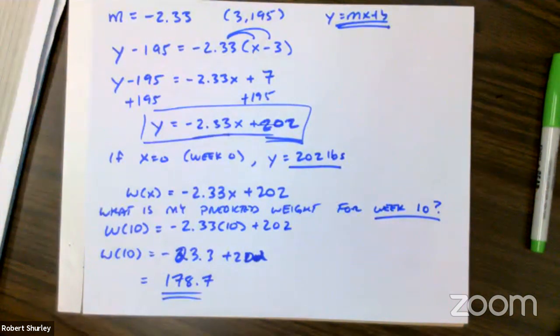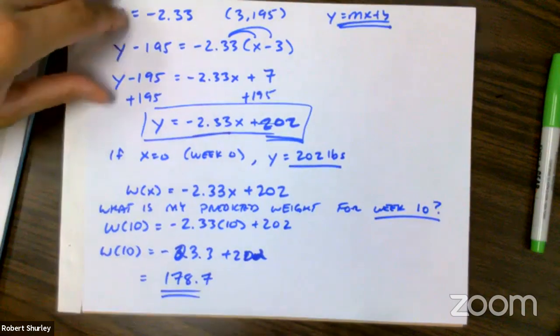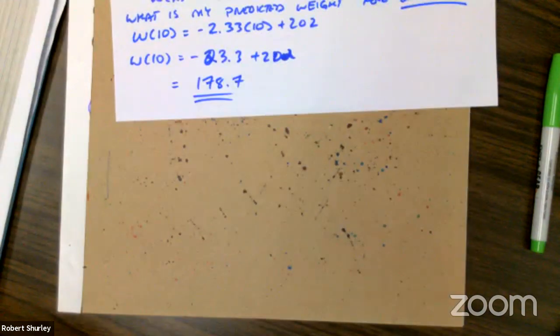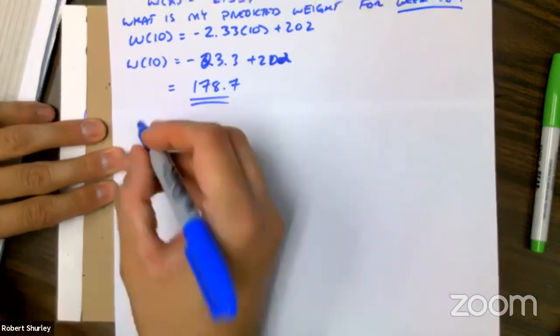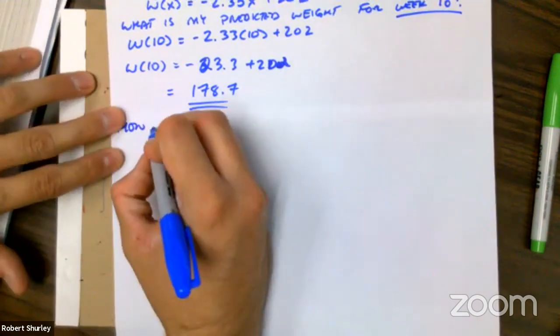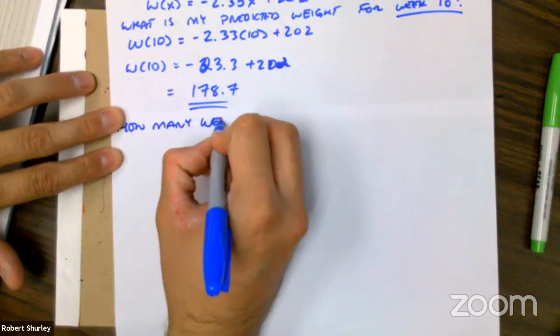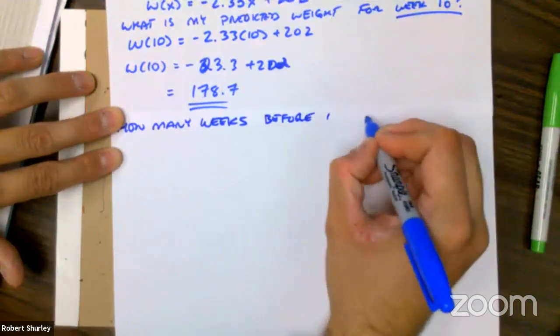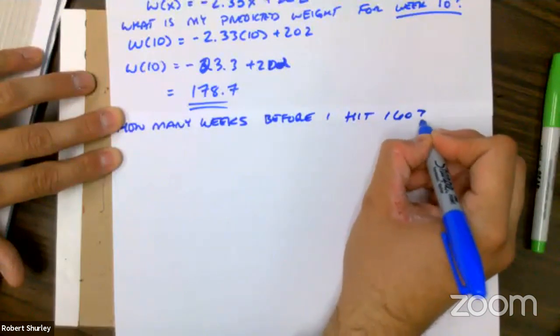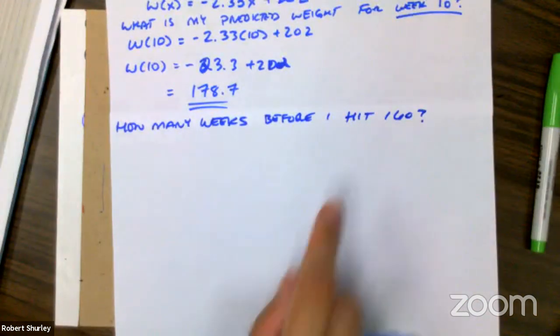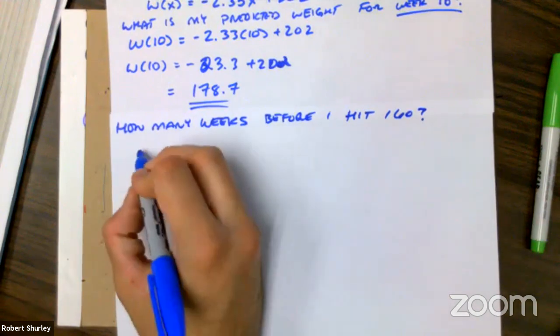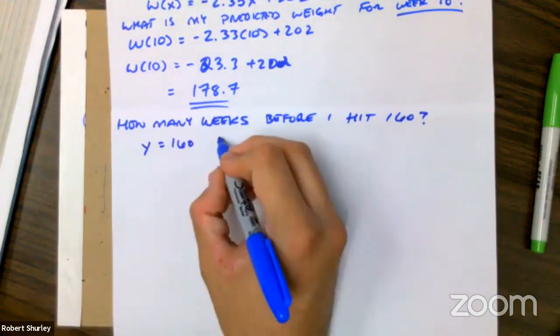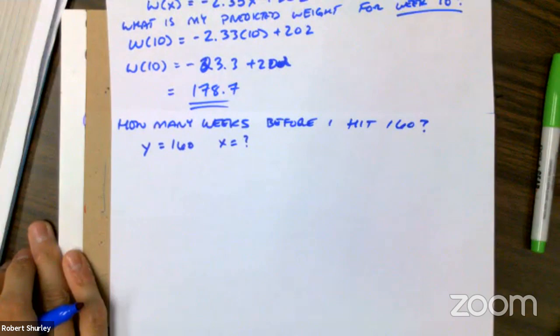Question. Let's keep going on this. Let's say my goal weight is 160. Okay. I want to get down to 160, and I want to know how many weeks it's going to take. So this is a little different. How many weeks before I hit 160? So for this one now we're given the y value, right? I'm giving you the y value of 160, and I want to know the number of weeks.